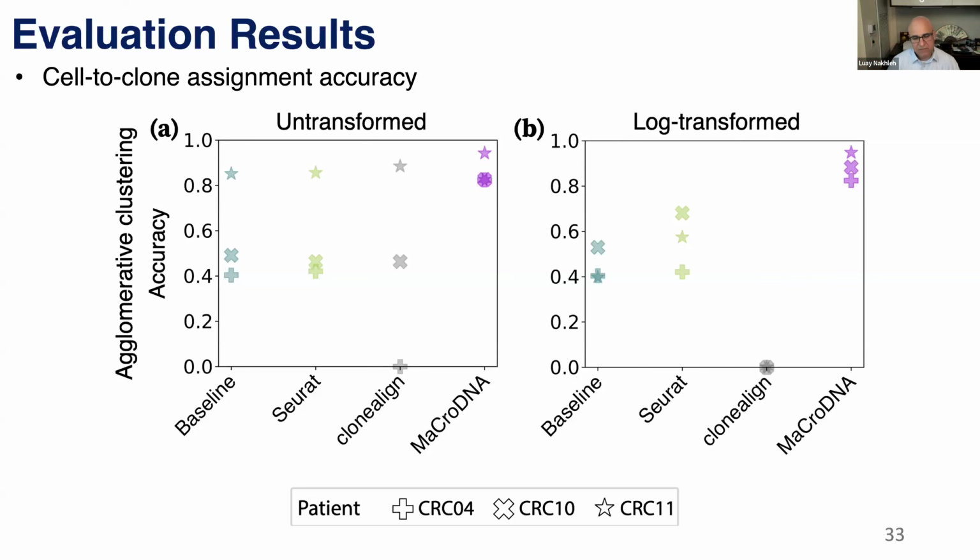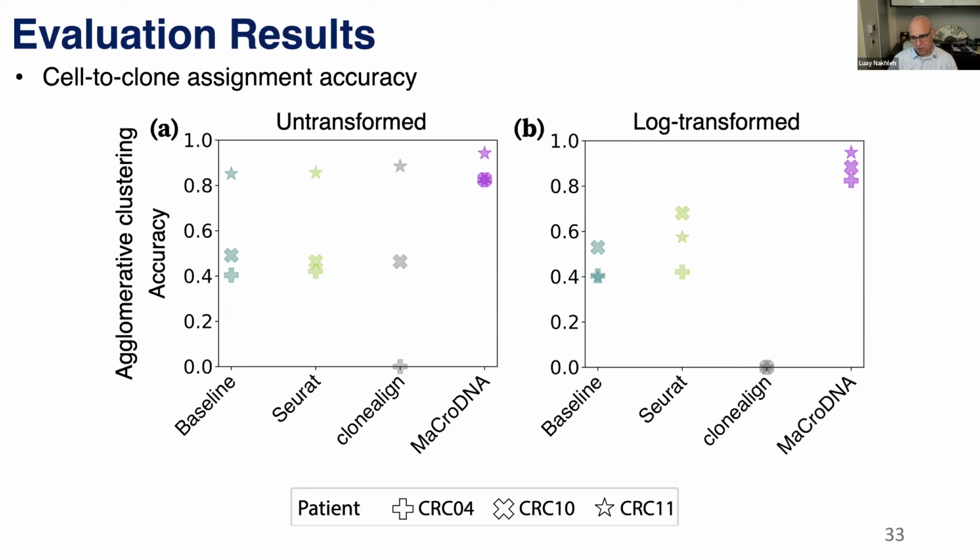So if you look at the left plot here, you see that MaCroDNA. We have three shapes there, right? The star, the X, and the plus. They correspond to different patients. Each one of them is summing over multiple cells. And you can see, if you look at the star, MaCroDNA is the best. If you look at the circle, the plus, and the X, MaCroDNA is also the best. We also log transform the data because it is right skewed, and it is very important to look at the log transformation. You see that MaCroDNA is still the best performing. The others' performance actually drops down significantly.